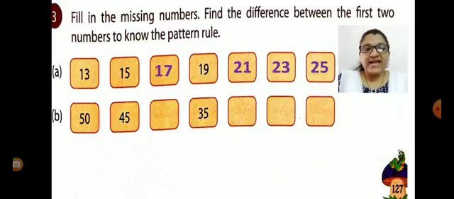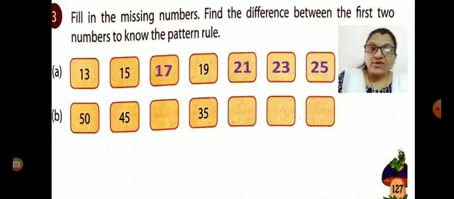First two numbers are 50 and 45. What is the difference between these two numbers? Yes, 5. When we subtract 5 from number 50, the answer is 45. Hence, here the pattern rule is subtract 5. So, we have to apply it in this example.